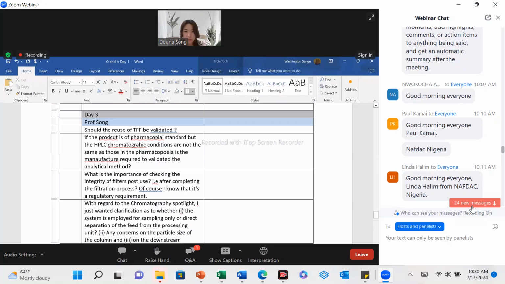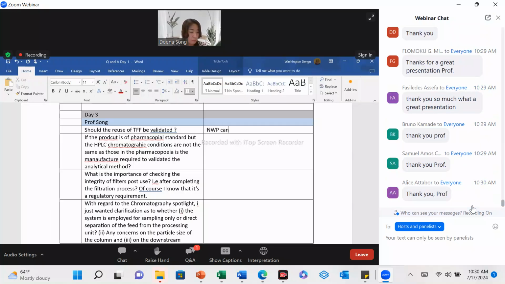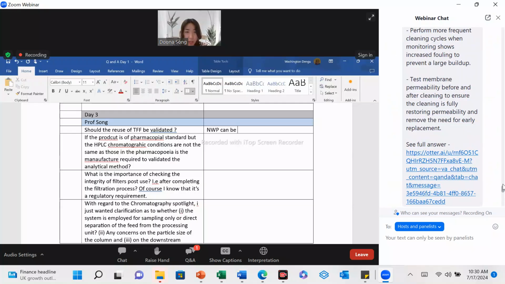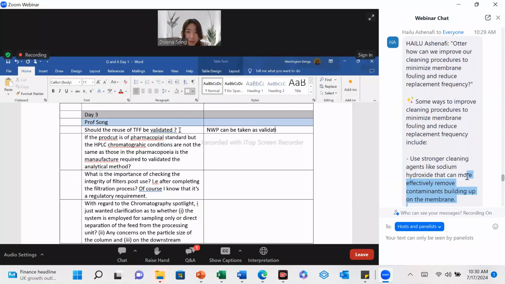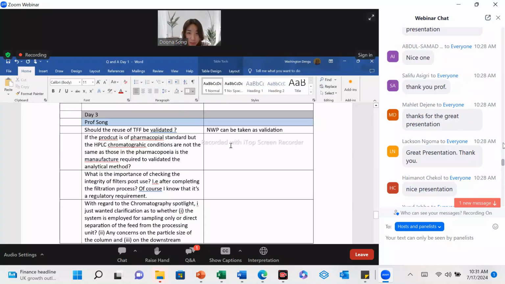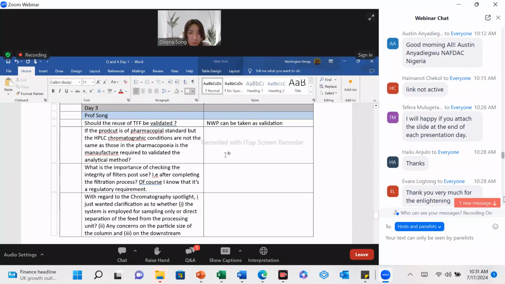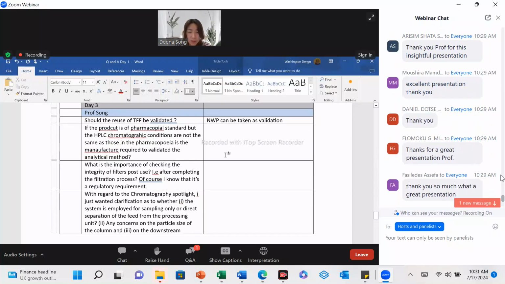If the product is of pharmacopoeia standard, but HPLC chromatographic conditions are not the same as those in the pharmacopoeia, is the manufacturer required to validate the analytical method?